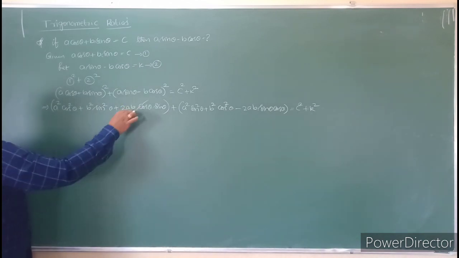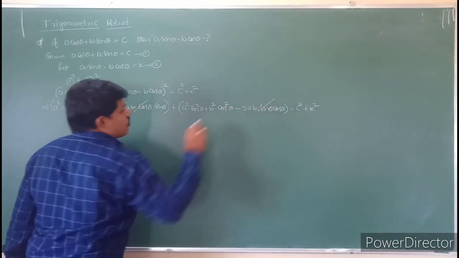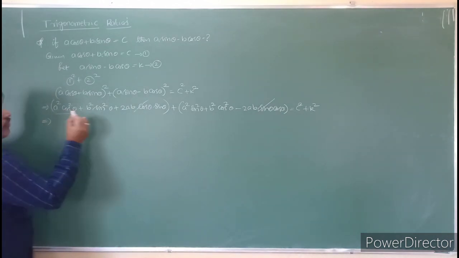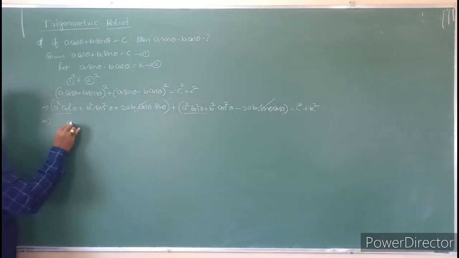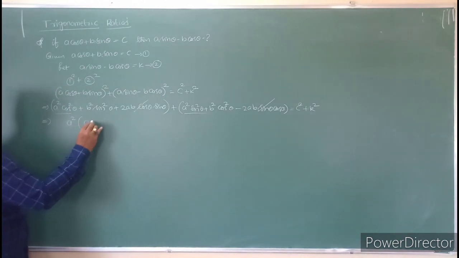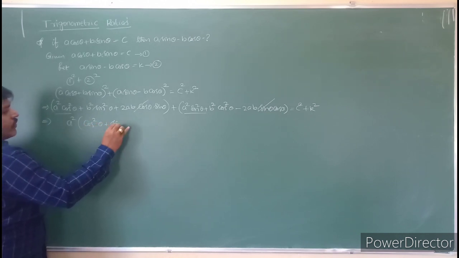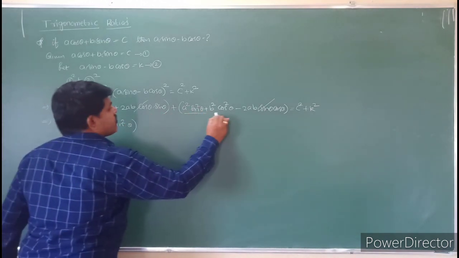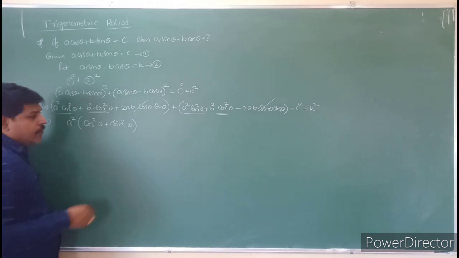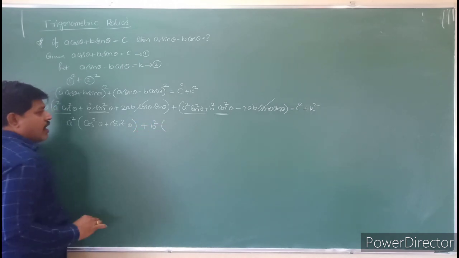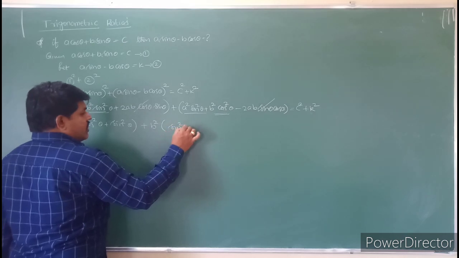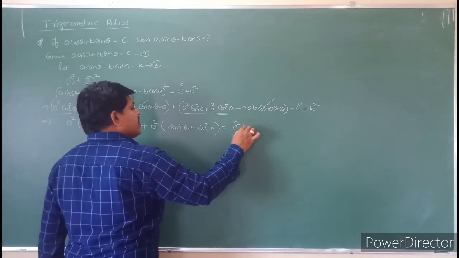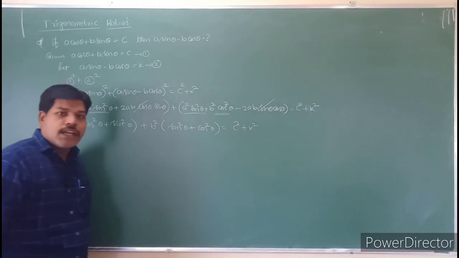So here 2AB cos theta sin theta minus 2AB sin theta cos theta will be cancelled. Yes or no? So that implies here A square and here also A square is there. I will take the A square common. So what happens? Cos square theta plus sin square theta. Similarly, here B square is there and here also B square is there. So we will take B square common. It will become sin square theta plus cos square theta. So that is equal to C square plus K square.